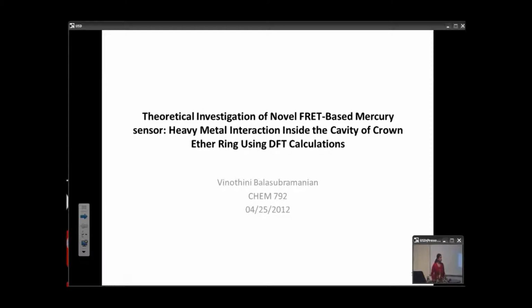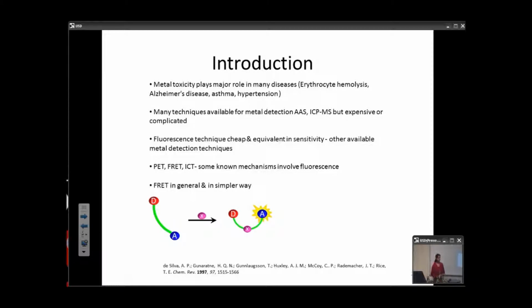It is a theoretical investigation of a novel FRET-based mercury sensor, and we are analyzing how the metal ion is interacting inside the cavity of the crown ether using some DFT calculations. Here is a simple introduction about metal toxicity.